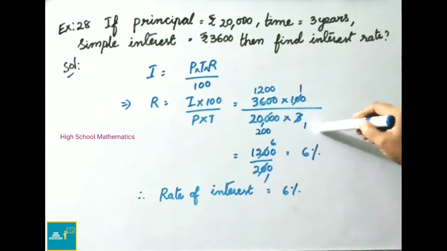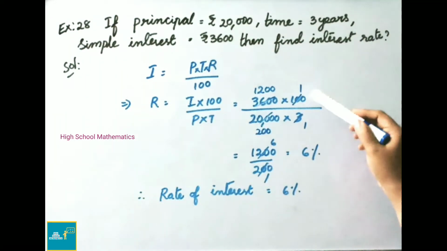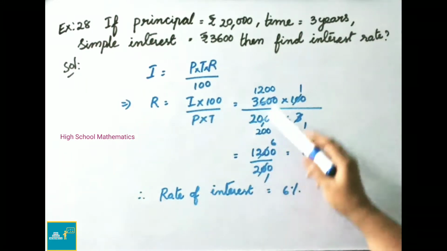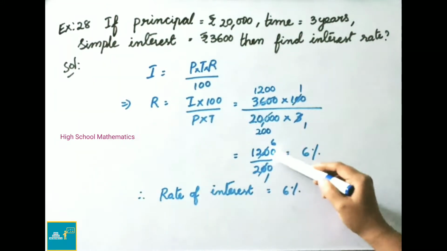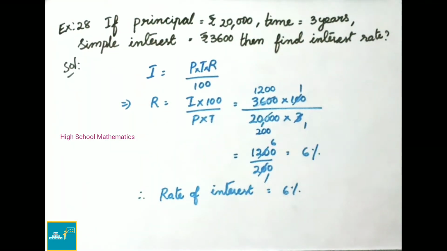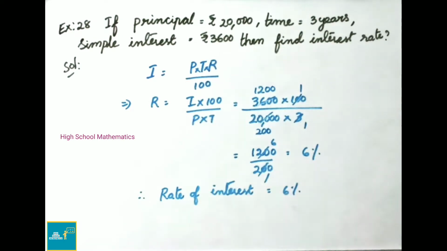3 ones are 3. 3 times 1200 is 3,600. 100 ones are 100. 100 times 200 is 20,000. That equals multiply numerator 1200 into 1, 1200, by multiply denominator 200 into 1, 200. Now 200 ones are 200. 200 sixes are 1200. That equals 6%. Therefore, rate of interest is 6%.